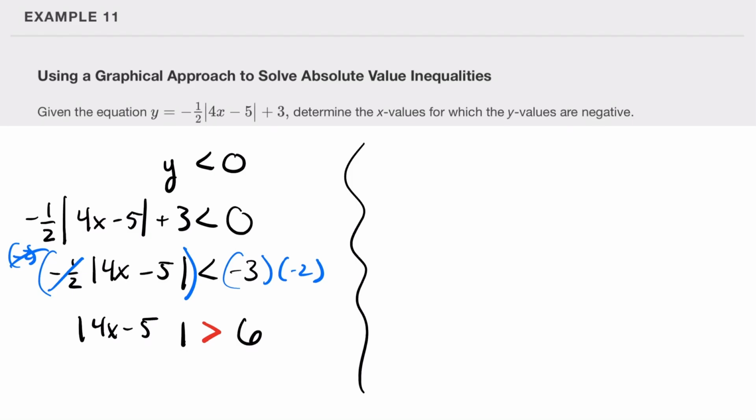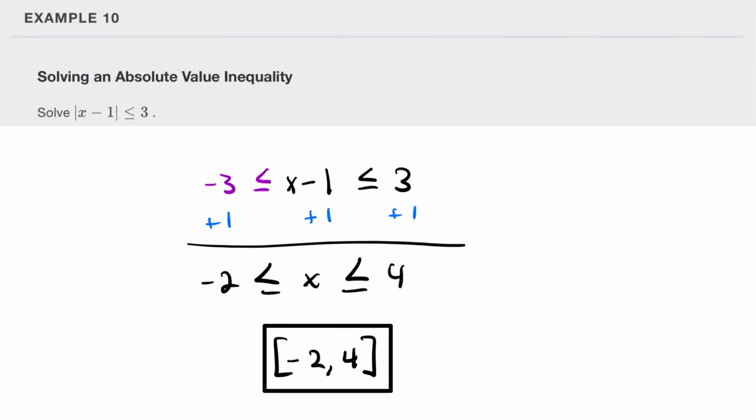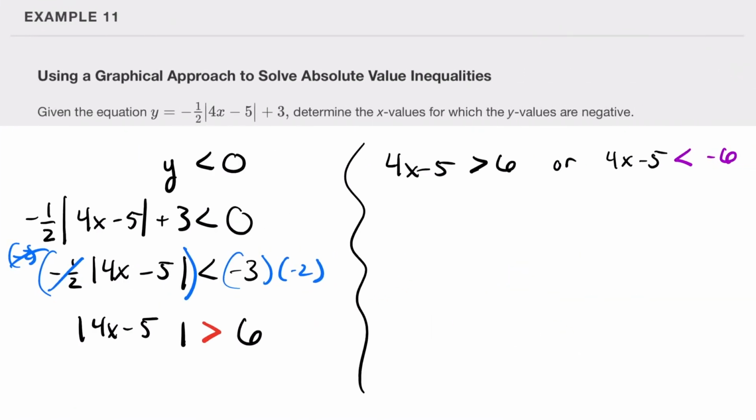So now we have an absolute value that's greater than 6. For that one, when the absolute value is greater than a positive, first I just rewrite it without the absolute value. We're going to say 4x minus 5 is greater than 6. Then we say or, 4x minus 5, and then we flip and flip, so it's going to be less than negative 6. As opposed to what we had in the previous, where the absolute value was less than. When the absolute value is less than, we just tack on that purple part that we see there. When the absolute value is greater than, then we have to do this or-flip thing.